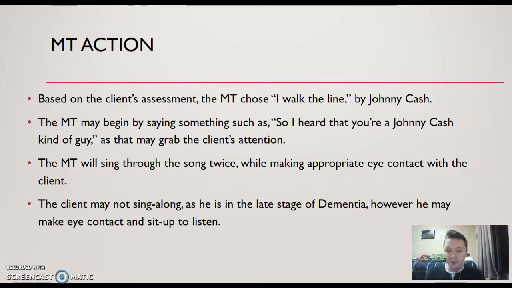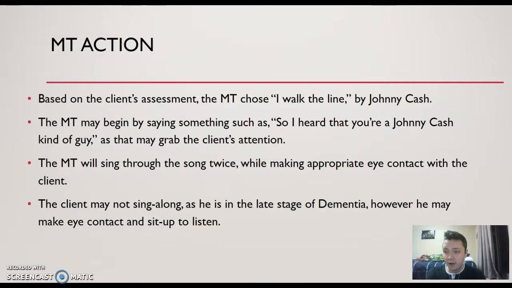So the music therapist decided, based on the client's assessment, and happened to find that this client was a big Johnny Cash fan. So the music therapist chose the song "I Walk the Line" by Mr. Cash himself. The music therapist will be sitting right across from the client, whether he is in a chair or bedside, depending. And they may begin by saying something such as, "Hey, I heard you're a big Johnny Cash fan, or you're a Johnny Cash kind of guy," as that may spark something with the client and grab his attention.